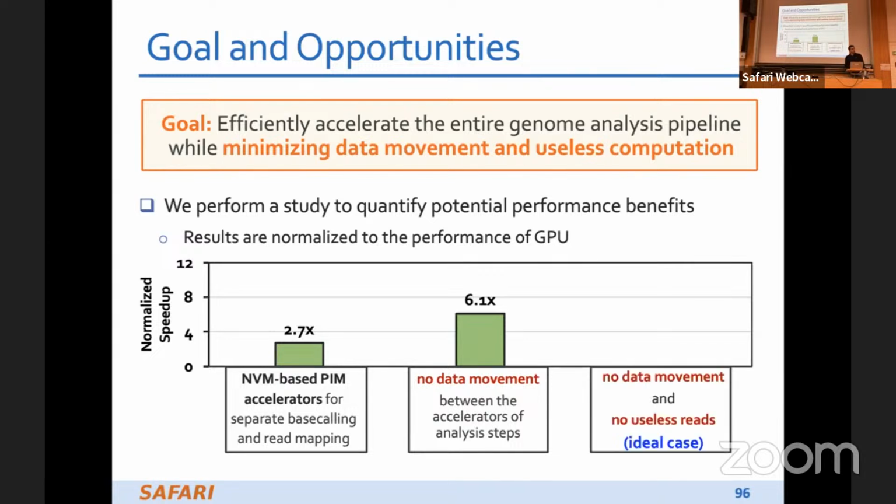Then we further assume there is no data movement and there are no useless computations, no useless reads that were unnecessarily base called and read mapped. This is the ideal case. When we look at this, we see that we can achieve a 6x speedup compared to the case where we don't have an accelerator. So this is a motivation for us. This is how we start. And then we ask, how can we achieve or get close to this ideal case?